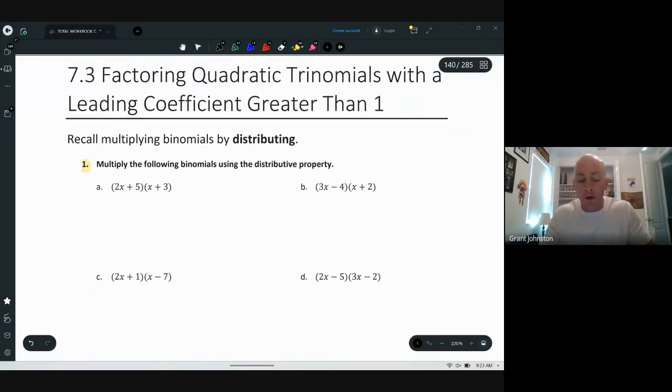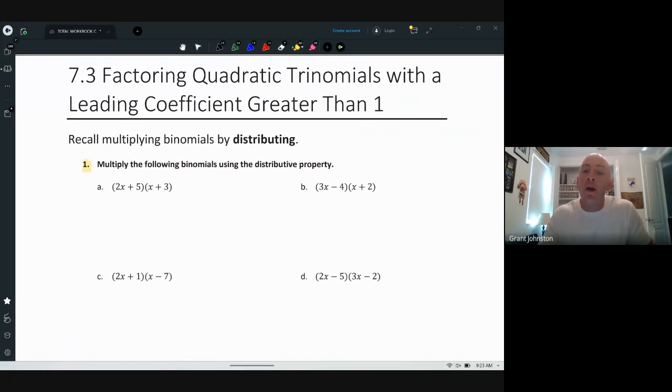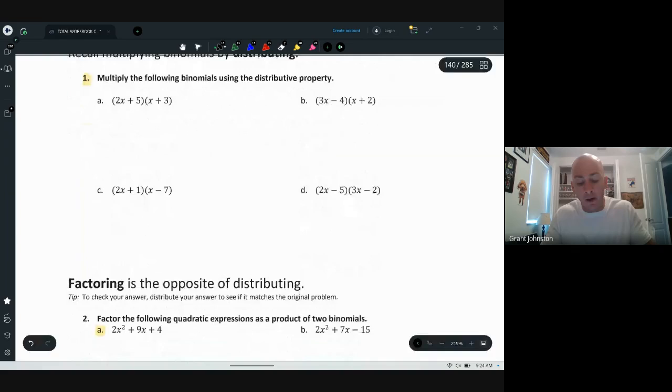Factoring quadratic trinomials with a leading coefficient greater than 1. Okay, so the last lesson was all that leading coefficient was 1. In this case, it's going to be greater than 1, which proposes a little bit more of a challenge. But before we get to that, let's just review distributing again and see if we can see any patterns similar to the way that we saw patterns before.